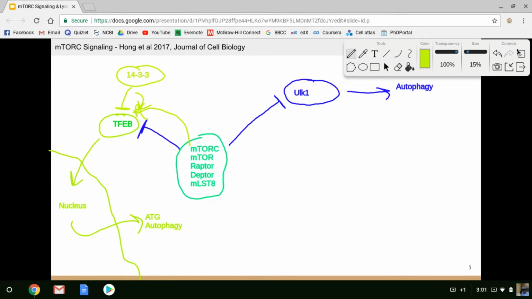So mTORC is preventing autophagy by inhibiting ULK1 via phosphorylation and causing TFEB to bind to 14-3-3. And that prevents TFEB from entering the nucleus and activating autophagic gene transcription. TFEB also initiates lysosomal biogenesis. It does this through binding these so-called CLEAR elements.